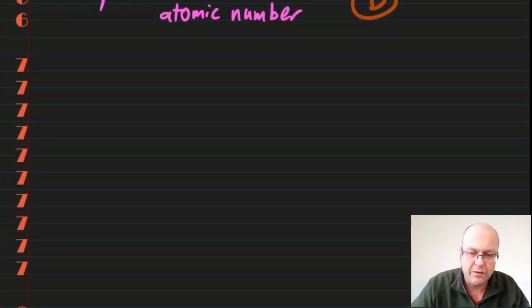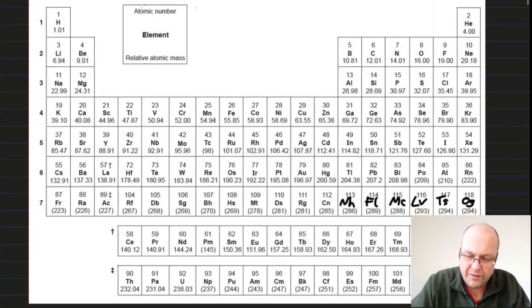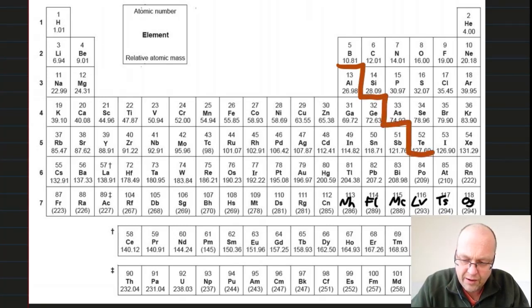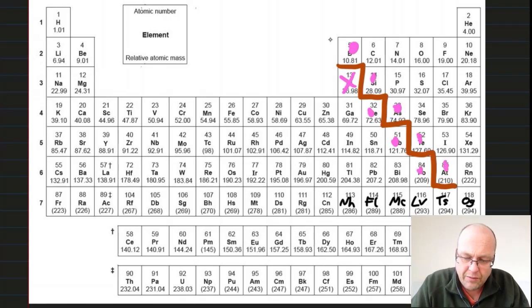Which element is a metalloid, otherwise known as a semi-metal? So you've got the periodic table. You've got to remember where the staircase is. No one's quite sure how far it goes down. And anything above or below the staircase, except for aluminium, is a metalloid. Anything sitting on or below the staircase.